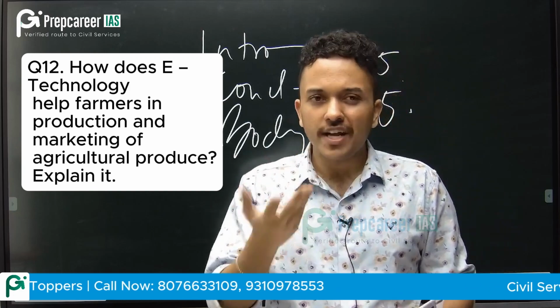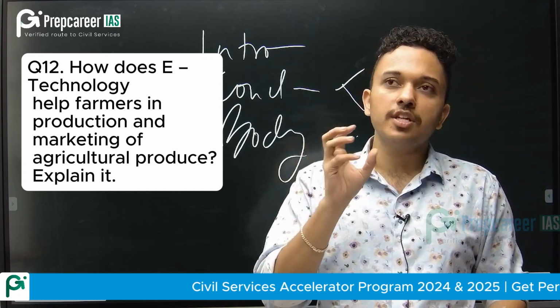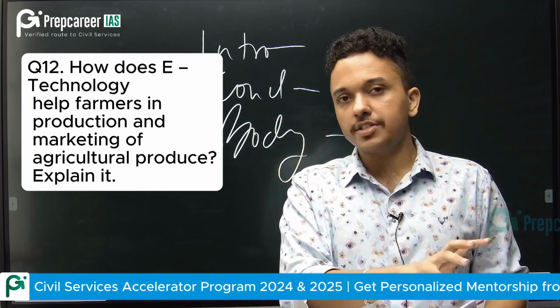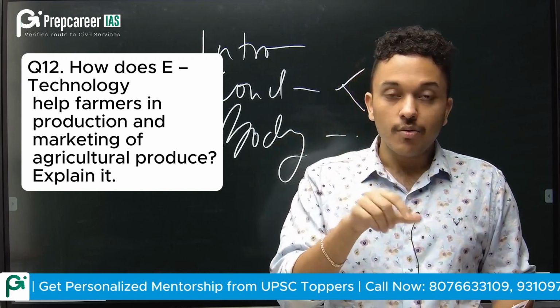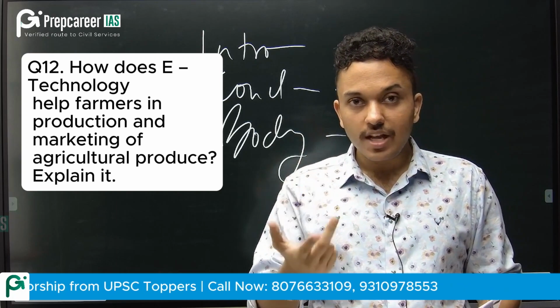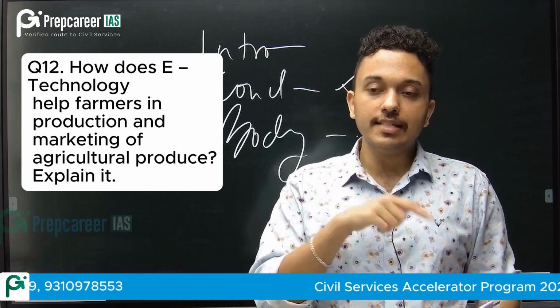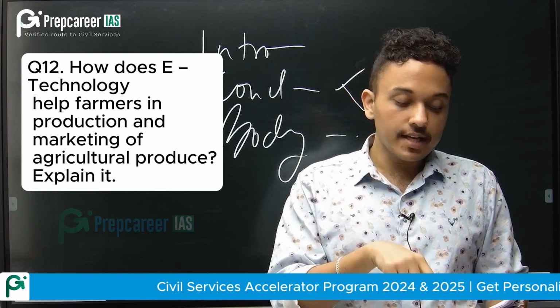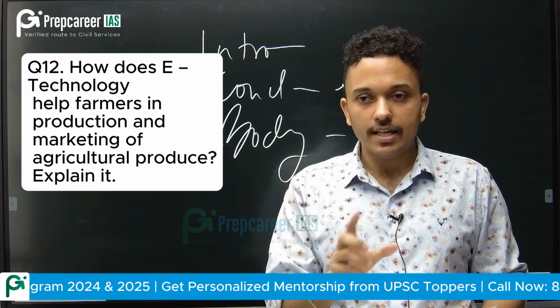Then 5 is enough, it's a 10 marker question. So just think about the different stages in production. What are the inputs? It could be fertilizer requirement, irrigation requirement, or real-time data on pests, the changing irrigation requirement, changing production technologies that are needed, etc. Like what are the parts?